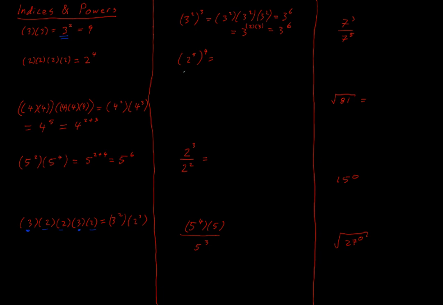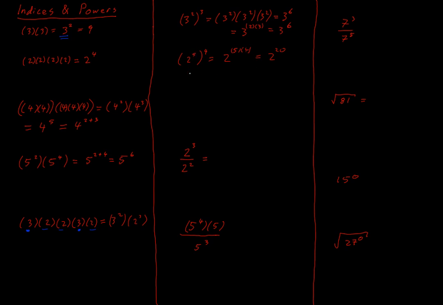So let's try and apply this here. I have 2 to the power of 5 in brackets to the power of 4. That means I'm multiplying 2 to the power of 5 by itself 4 times. So I'm going to end up with 2 to the power of 5 multiplied by 4, which is 2 to the power of 20. It's a very big number. But does that check out?